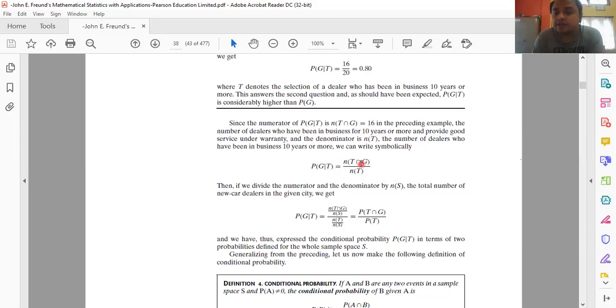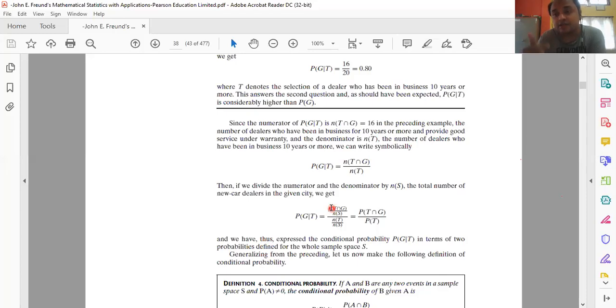You can divide the denominator and numerator both by the total sample space, the size of the total sample space. So they have divided n of t intersection g by n(s) and n(t) by n(s). You can do it because n(s) and n(s) will cancel each other, and in that case this thing will remain as it is.